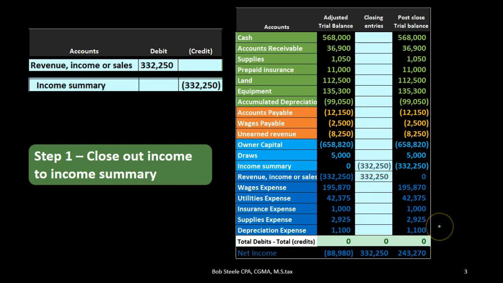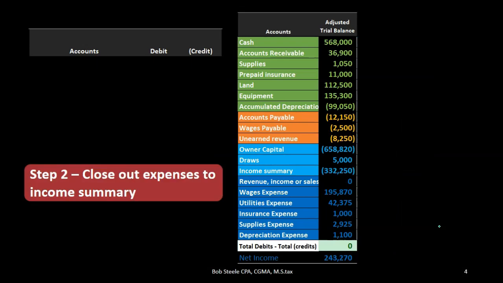So we have started our process in step 1, but we have a ways to go. We'll get a lot further in step 2 here, where we are going to close out expenses to the income summary. Income summary being that new clearing account, which now has the revenue in it. What we're going to do now is make all the expenses 0. How do we do that? Well, wages expense has a debit, $195,870 in it.